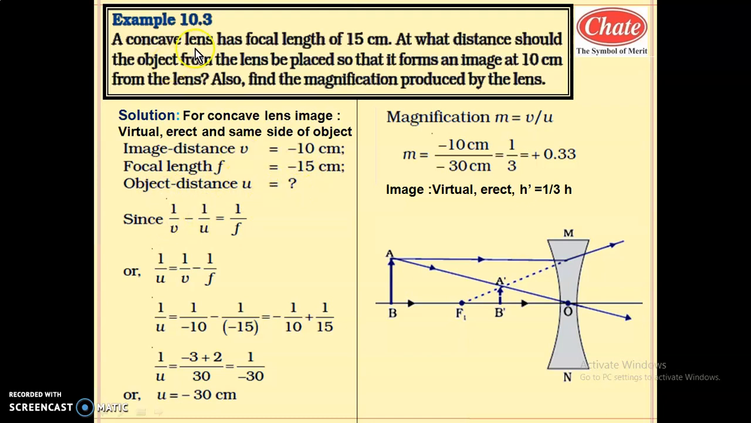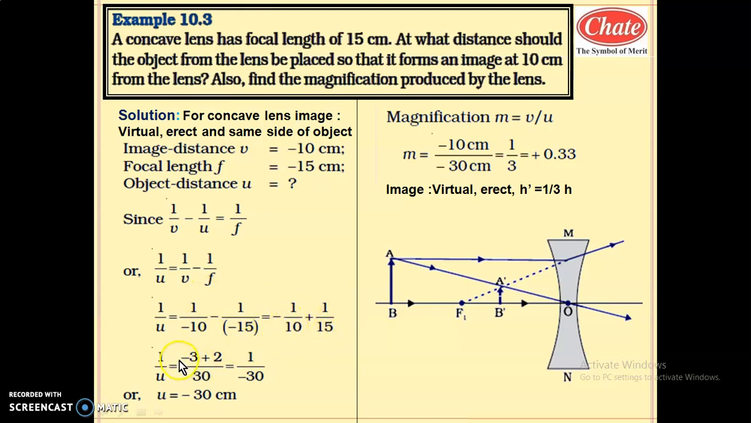What is the formula? Here the lens formula, 1 by v minus 1 by u equal to 1 by f. So we want 1 by u. So 1 by u will be 1 by v minus 1 by f, shifting this term to this side. So 1 by u equal to 1 by, what is the v value? The v value will be minus 10. And what is the focal length? It is minus 15, so minus becomes plus. So this is minus 1 by 10 plus 1 by 15.